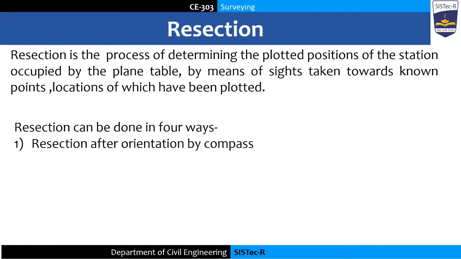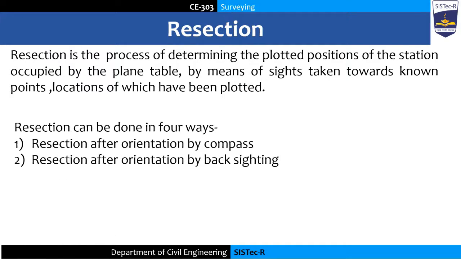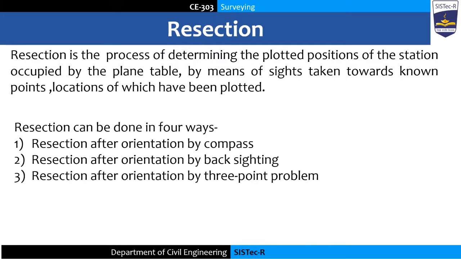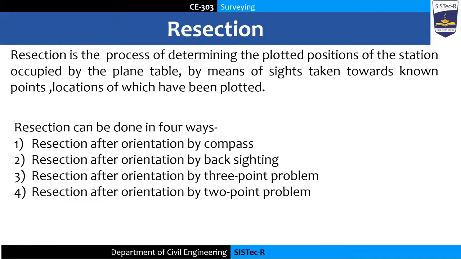This resection can be done in four ways. The very first method is resection after orientation by compass. Second is resection after orientation by backsighting. Third is resection after orientation by the three-point problem. And the fourth one is resection after orientation by the two-point problem. We will see all these in detail, and these two, resection after orientation by compass and resection after orientation by backsighting, are important from your examination point of view.